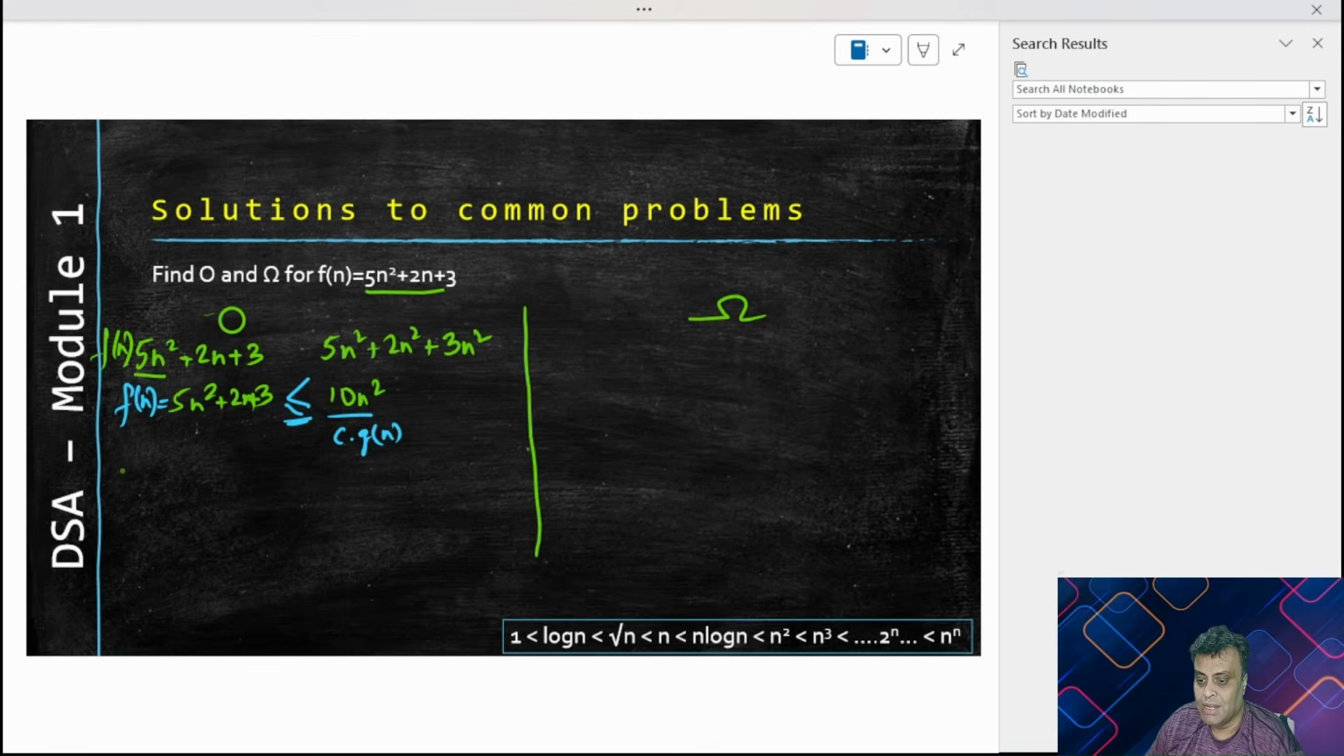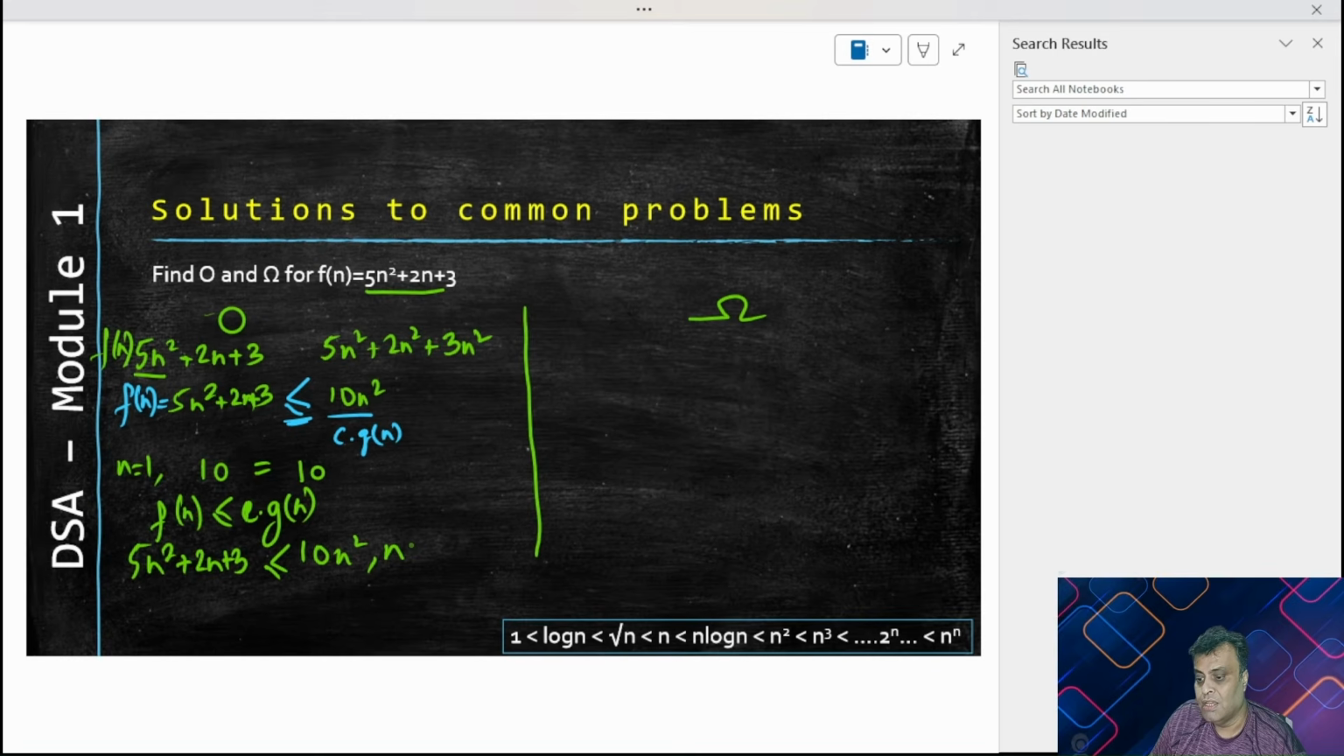And hence we will say now with n equal to 1, this becomes 5 plus 2 plus 3, which is 7 plus 3 equal to 10. And on the right side, we will also get 10. So we have equal to. So have we proved f(n) is less than or equal to c·g(n)? We have, right? We have proved that because 5n square plus 2n plus 3 is less than or equal to 10n square for n greater than or equal to 1. We have proved that. And that's the proof for satisfying big O, as you would have seen in the previous part of this lecture. Hence, we can say our f(n) is big O of n square.